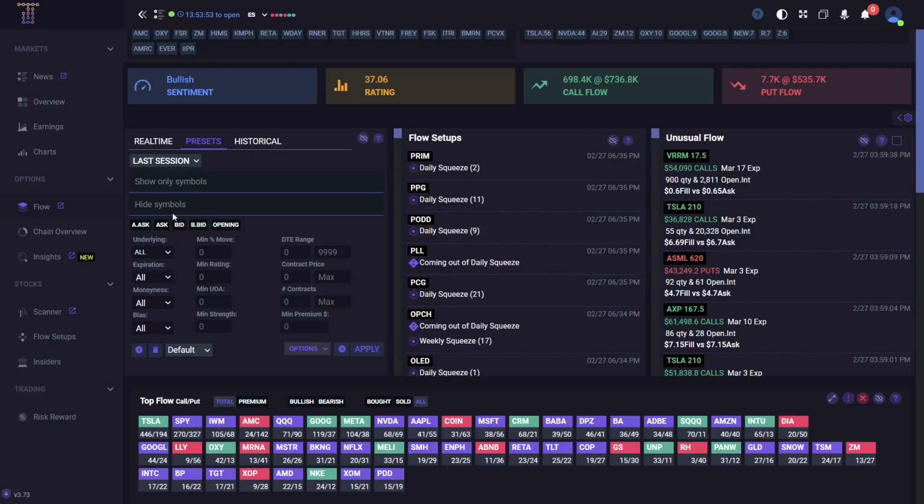The thing I want to look for day trading is option contracts that are getting opened up. To do that, I'm going to select Ask. This tells me that people are very aggressive and wanting to buy option contracts.